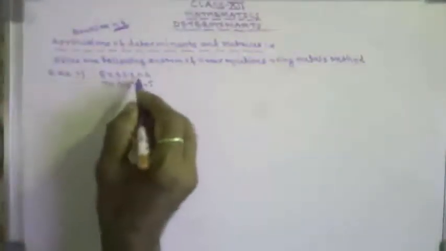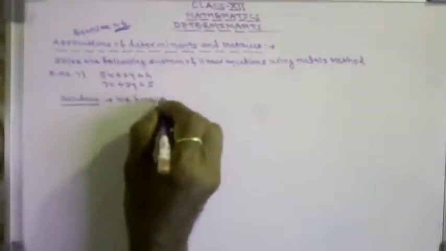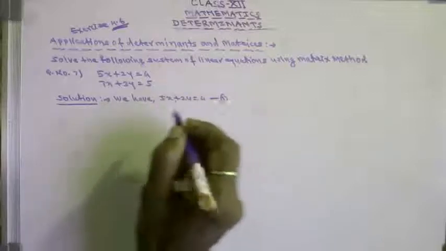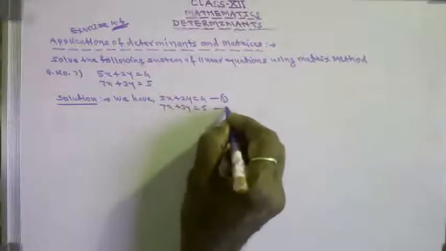Now take an example. Solve the following system of linear equations using the matrix method. The question is 5x plus 2y equals 4 and 7x plus 3y equals 5. Now you have to solve this system of linear equations by using the matrix method. So, solution. We have two linear equations here: 5x plus 2y equals 4, this is equation number 1, and 7x plus 3y equals 5, this is equation number 2.